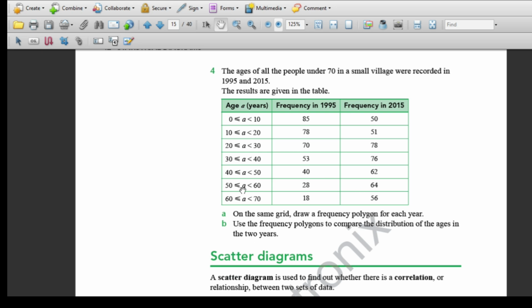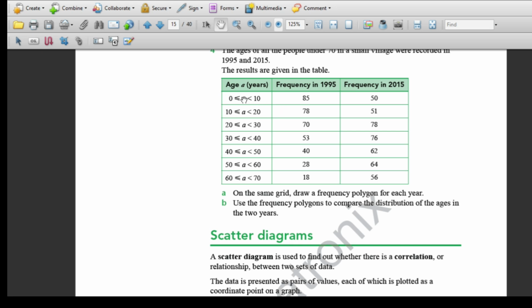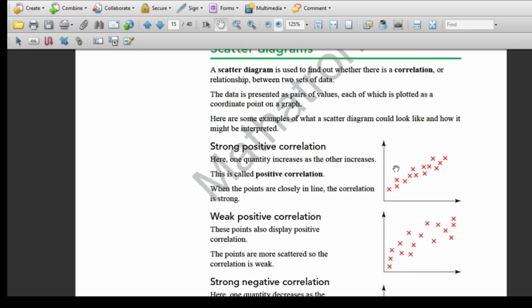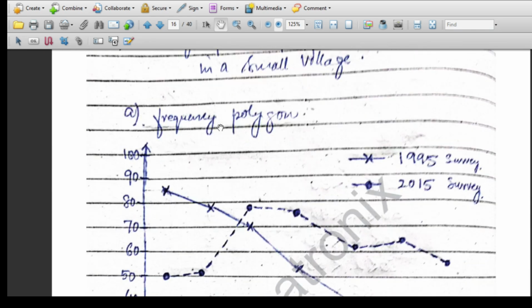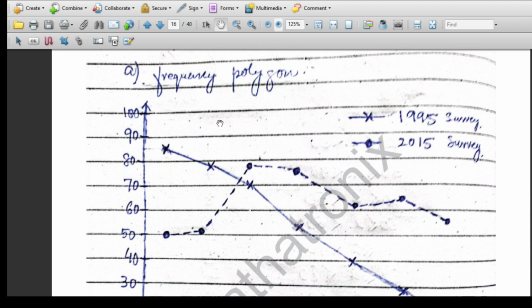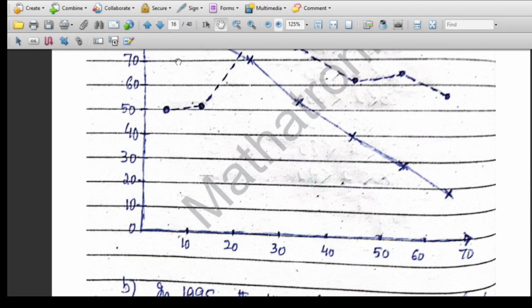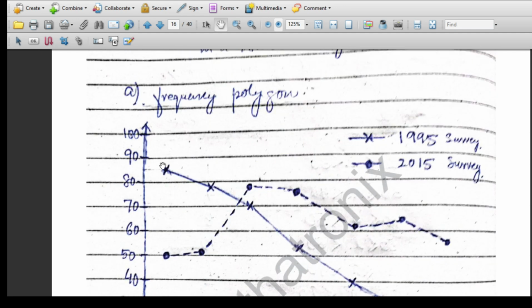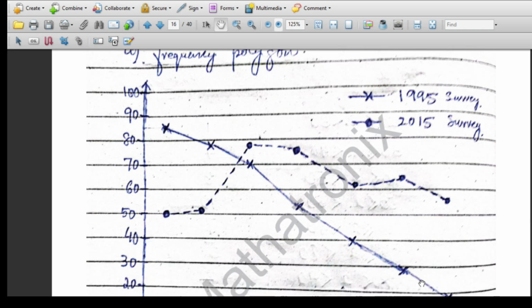For frequency polygons we take the mid value. From 0 to 10 we take 5, in 10 to 20 we take 15, in 20 to 30 we take 25. So we will draw it like this. So the frequency polygon in 1995: 0 to 10 is at 5. At 5 we have this value, and then we have plotted this polygon.